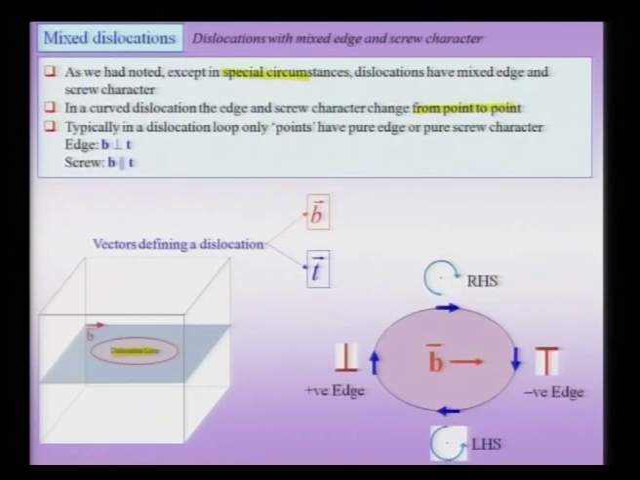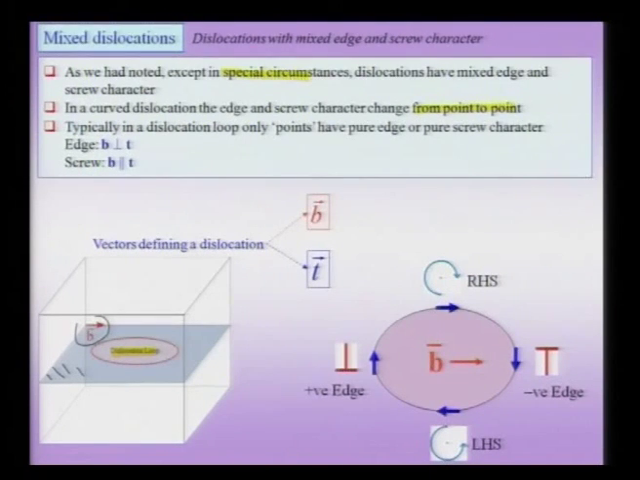Now, the Burgers vector is drawn here. Of course, this is a schematic, and this Burgers vector remains constant irrespective of which point in the loop we take; it is entirely a constant for this loop. This plane which I have shaded here is the slip plane. Now, let me show the figure on the right.